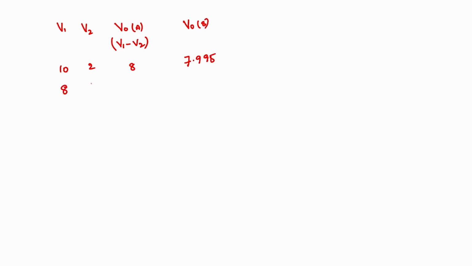Then this is 8, this is also 4, this we got 4. Whereas this is 3.995. When we apply 6 and 8 as an input voltage, we got minus 2. Even here we got minus 2.004. What about here? 4 and 10, we got minus 6 when we calculate theoretical, and in simulation we got minus 6.004.